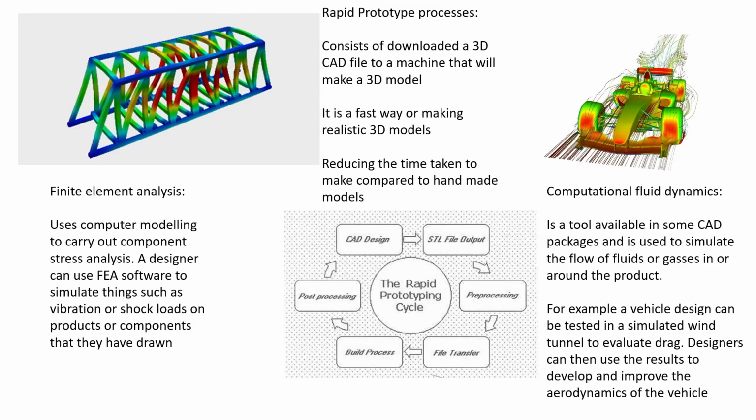You can also do it with things like routing, where you might have styrofoam in your router and it'll cut out that way as well. So there's a few different ways of doing it, but rapid prototyping typically refers to 3D printing nowadays.